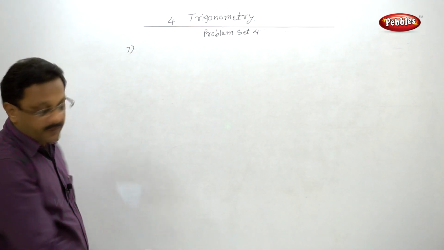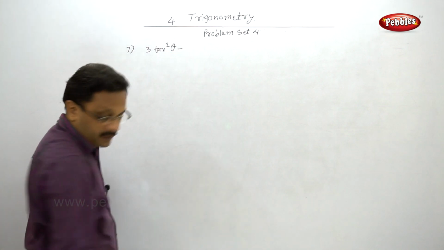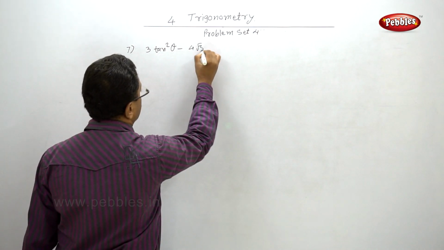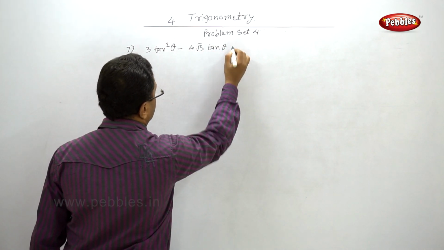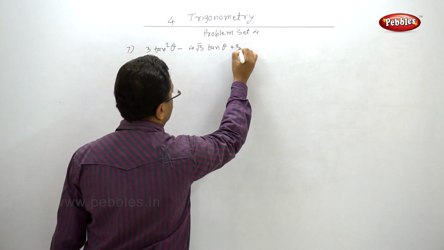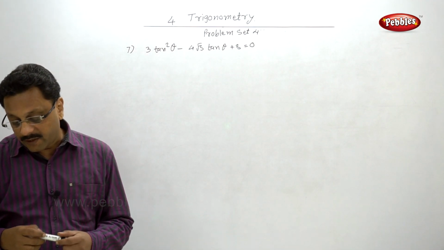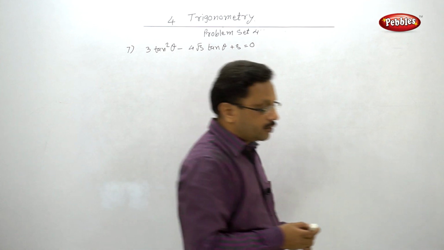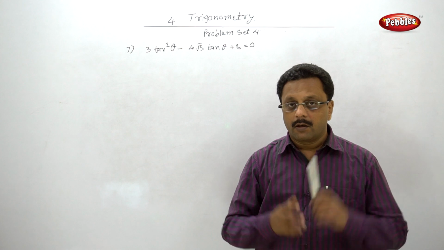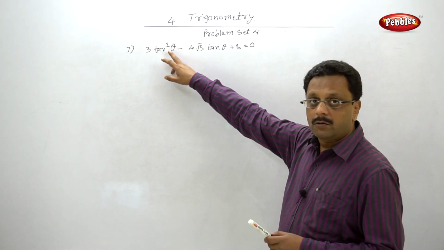If 3 tan square theta minus 4 root 3 tan theta plus 3 equal to 0, then find the acute angle theta. They have given that theta is acute. How will you solve this? This is very simple actually. This is just like your quadratic equation of order 2. Here it is order 2.